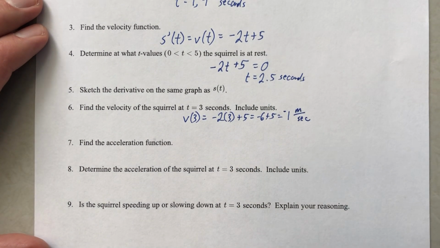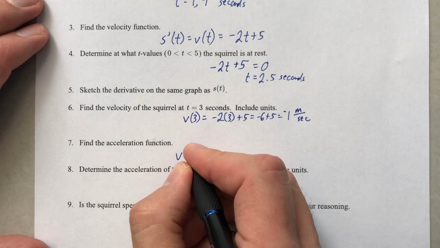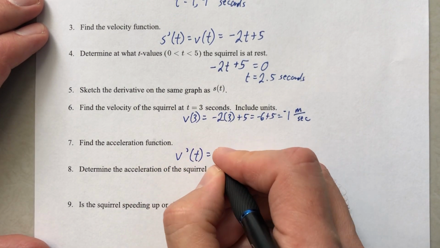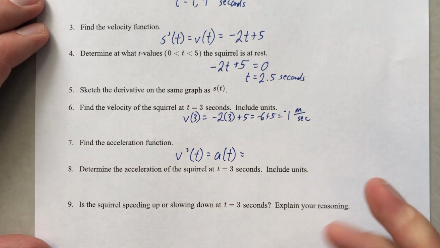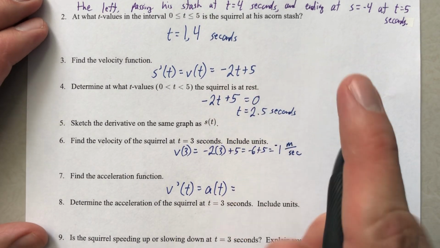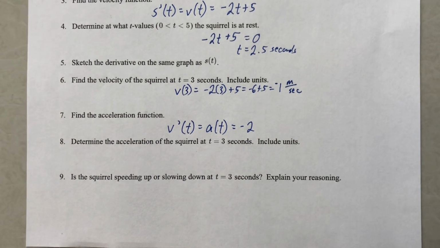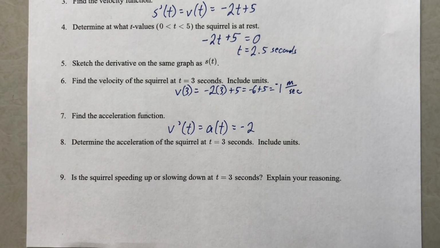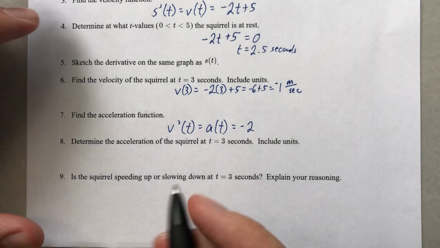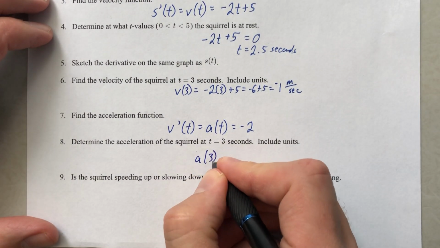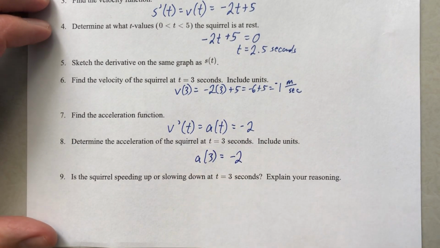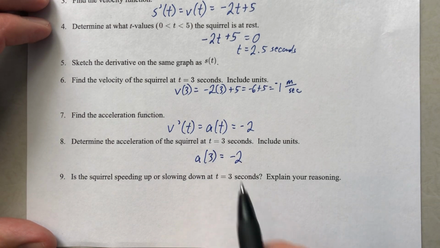Not so bad. Find the acceleration function. If we take the derivative of velocity, we get acceleration, and the derivative of -2t + 5 is -2. Let's do number 8. Determine the acceleration of the squirrel at t equals 3 seconds. This is super easy. a(3) equals -2. It doesn't matter what I plug in here, I'm going to get -2.